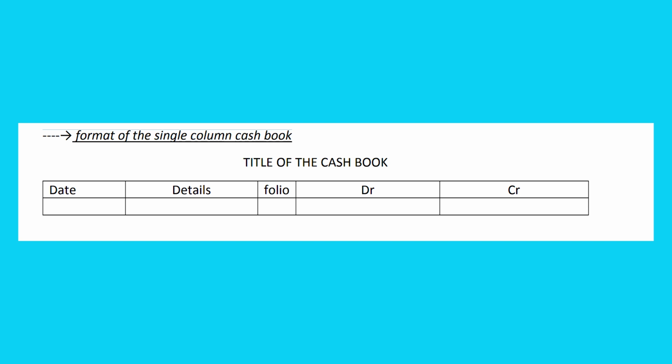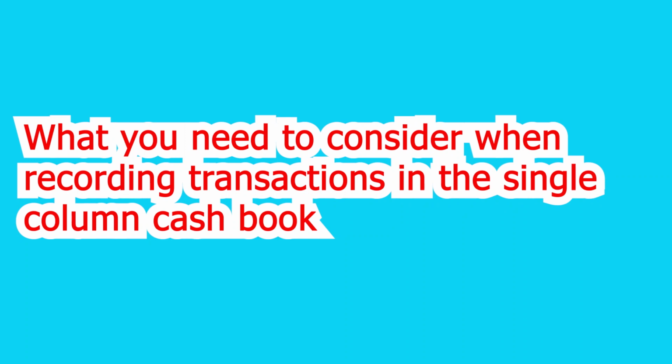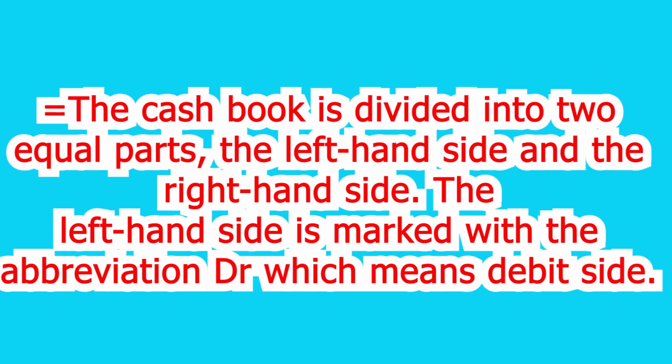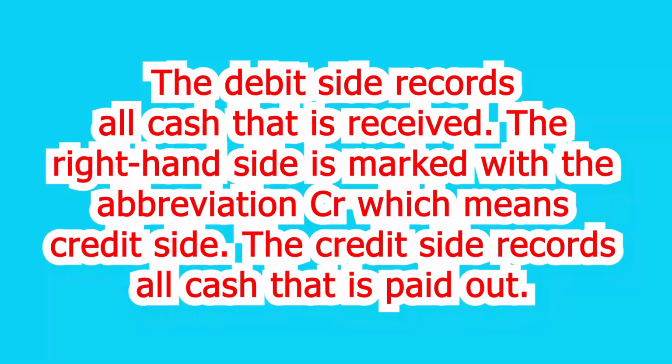Let us now look at what you need to consider when recording transactions in the single column cash book. The first thing: the cash book is divided into two equal parts, the left hand side and the right hand side. The left hand side is marked with the abbreviation DR, which means debit side. The debit side records all cash that is received. The right hand side is marked with the abbreviation CR, which means credit side. The credit side records all cash that is paid out.